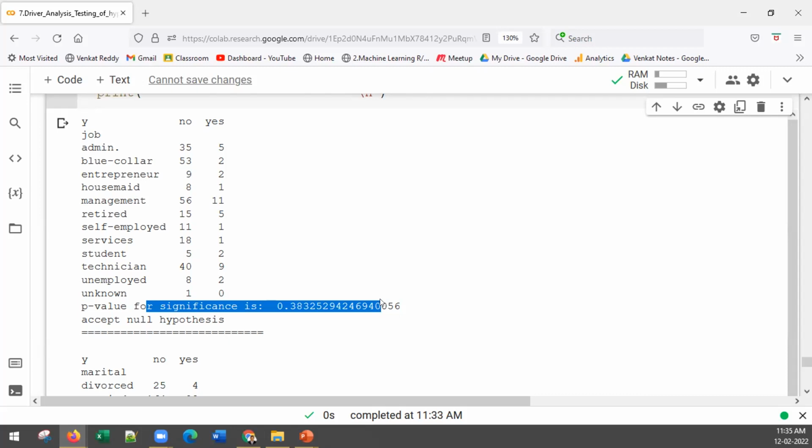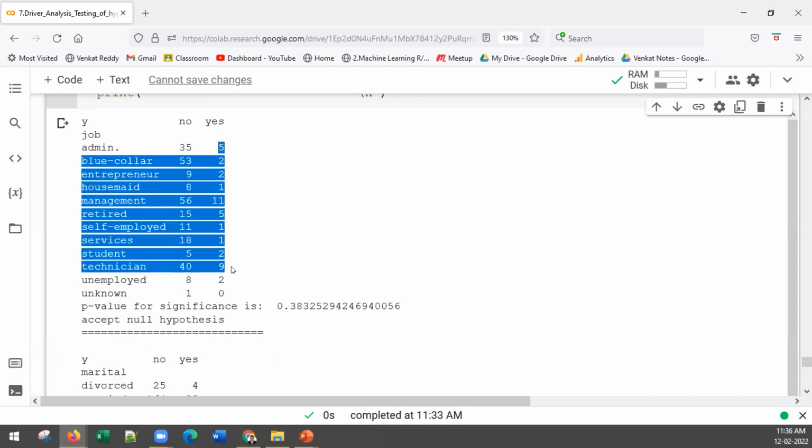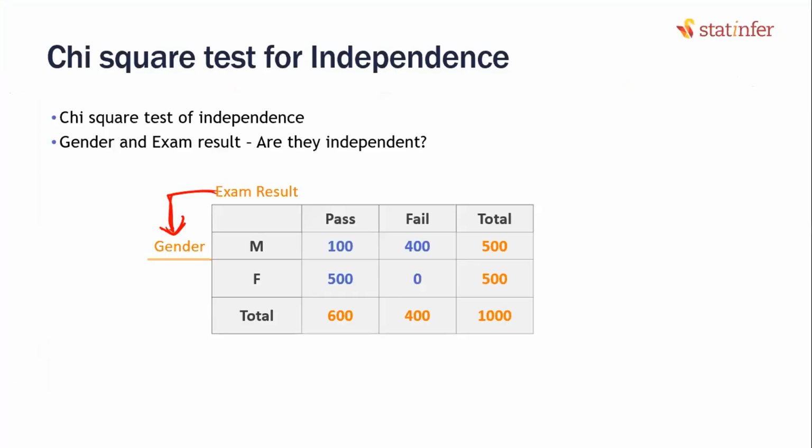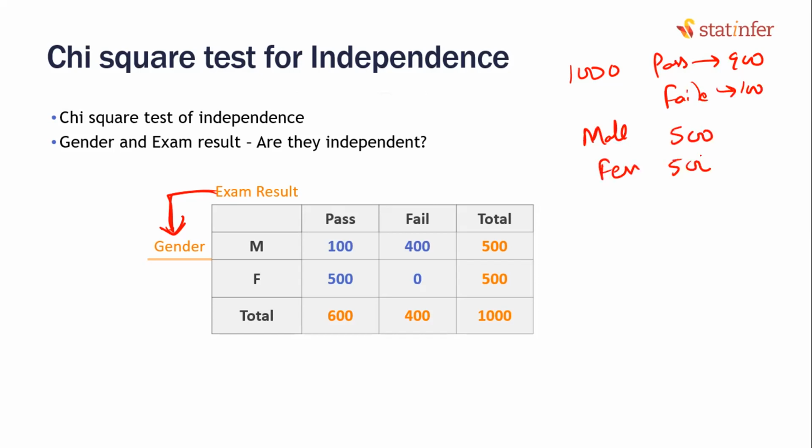Accept it. We have to reject because distribution should be same in the null hypothesis. But here we see the difference, right? So you should not see the numbers, because if overall yes is less, almost everywhere yes will be less only. Let me give you an example. Let us suppose in the same example, there are 1,000 students. People who have passed are 900. People who have failed are 100. Male are around 500. Female are around 500.